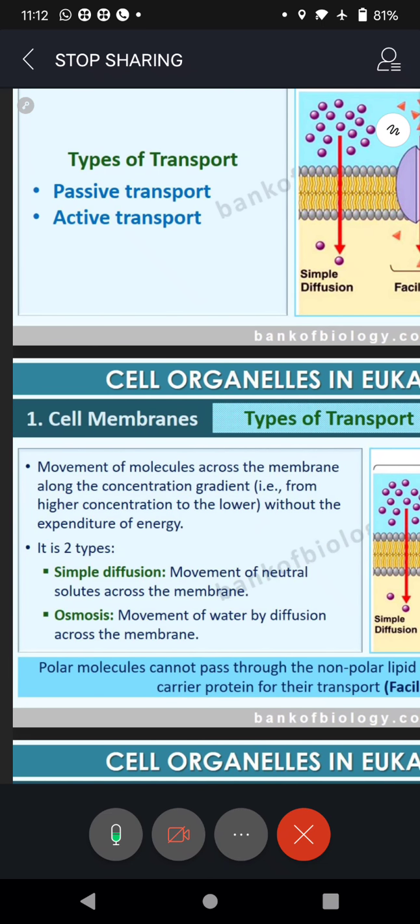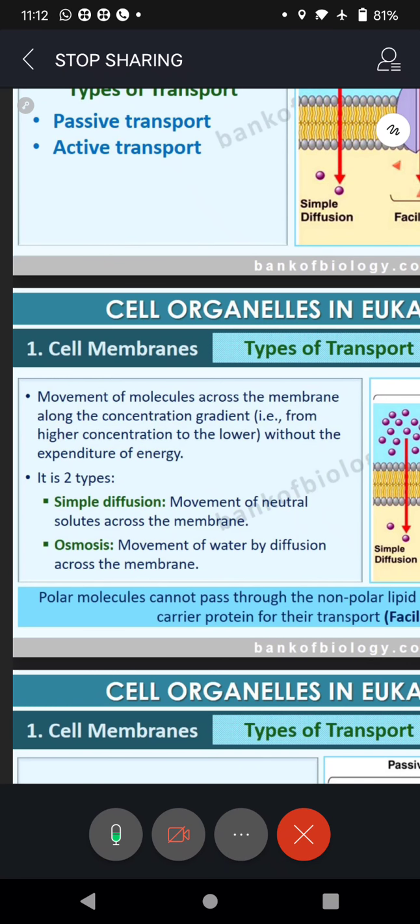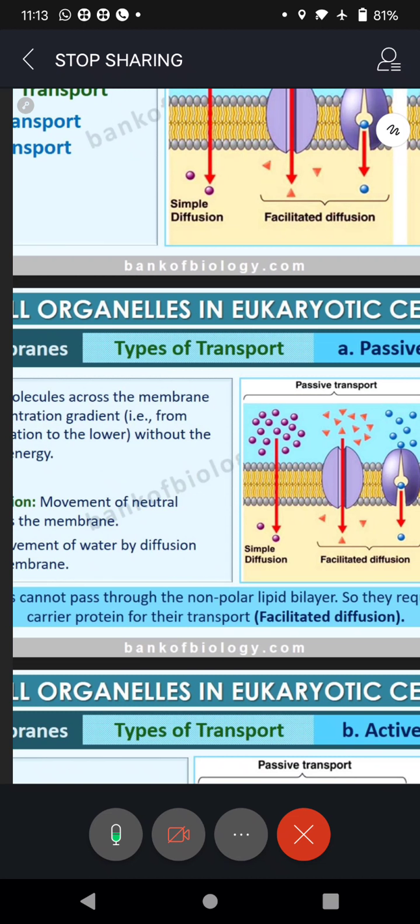So polar molecules cannot pass through the non-polar. Polar means there will be charges, polarity, you must have heard, no? Positive and negative charges. So polar molecules cannot pass through the non-polar lipid bilayer. So they require a carrier protein for the transport. If materials are transported through those carrier proteins, then we say facilitated diffusion, right?